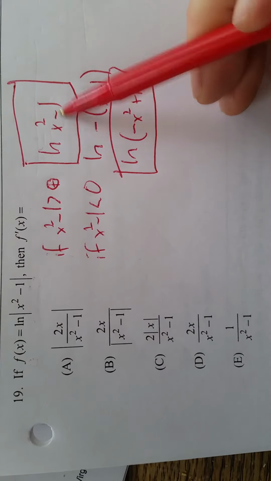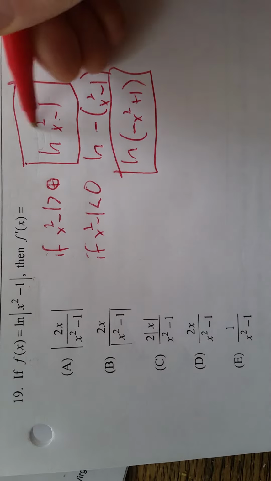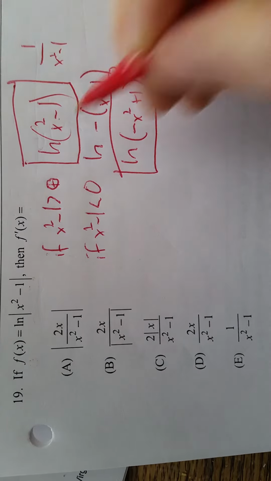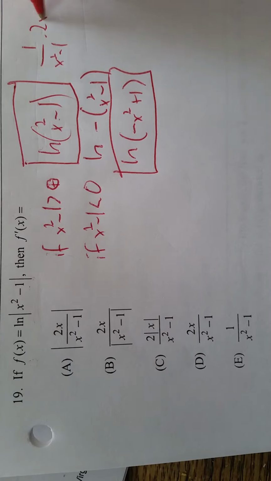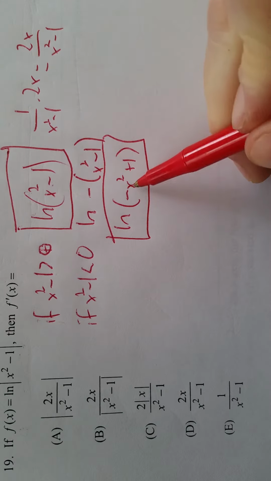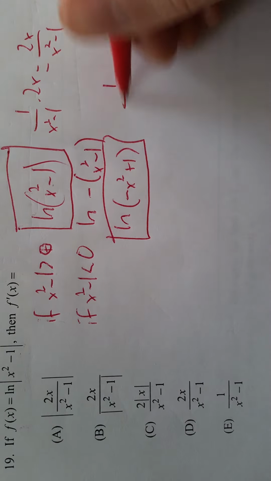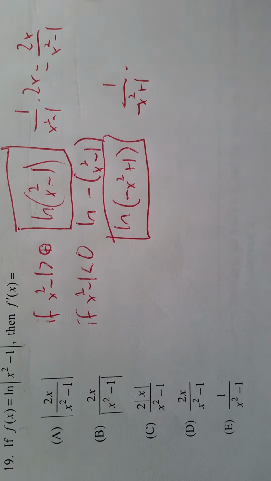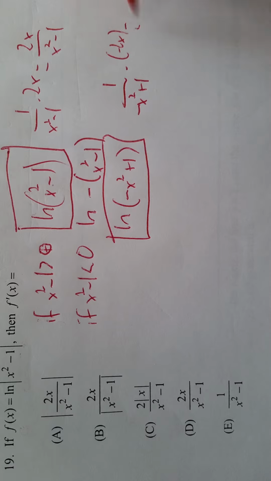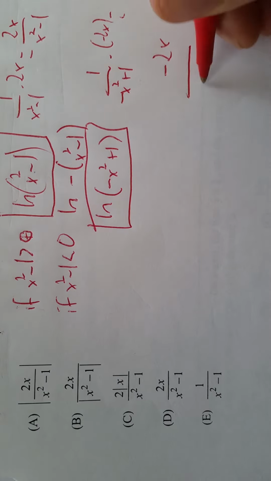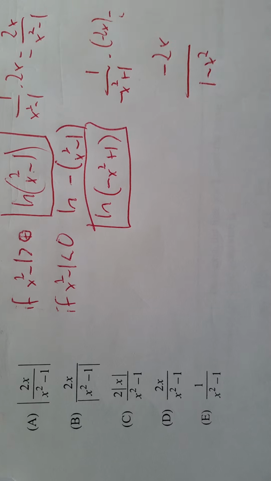What's the derivative of this one here, the natural log of all of this? Well, we know the rule. It's 1 over x squared minus 1 times the derivative of the inside, so times 2x, which equals 2x over x squared minus 1. What about this situation? It's 1 over negative x squared plus 1 times the derivative of the inside, which would be negative 2x. So this would be negative 2x all over 1 minus x squared.